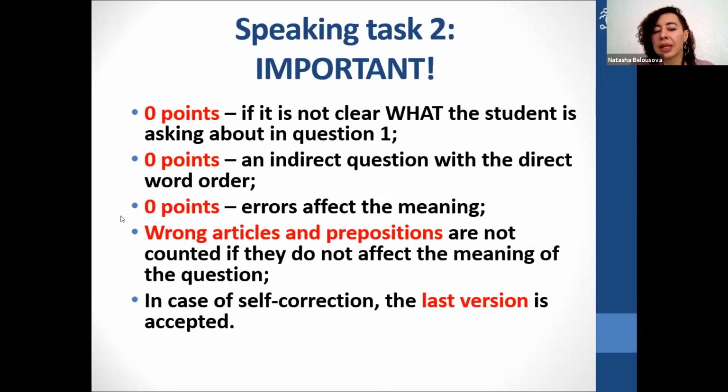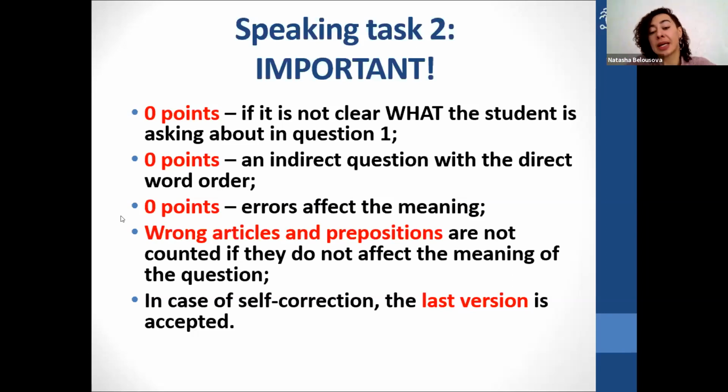A very important point is the last point here. The students are given 20 seconds for each question, for one question, yeah? So you understand that 20 seconds is a long period of time. In 20 seconds, you can formulate one question many times. And this is what sometimes happens with students. They say their version of a question, and then because they're stressed, because they're hesitating, they self-correct, and then they self-correct again, and then again, okay? And you can sometimes hear like 5 versions of the same question in 20 seconds.